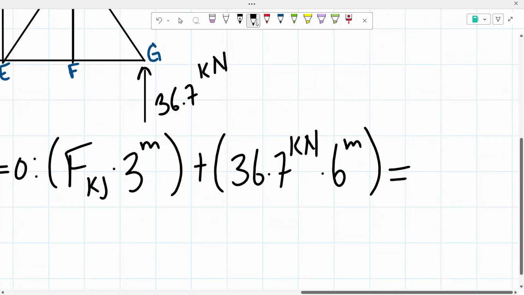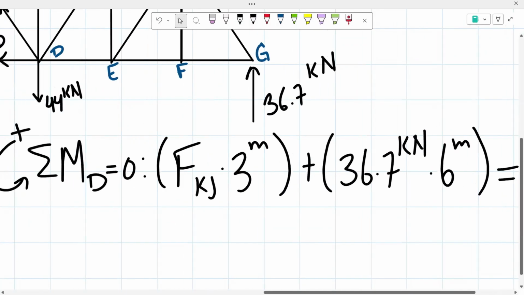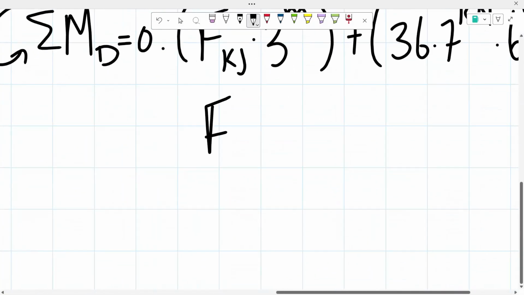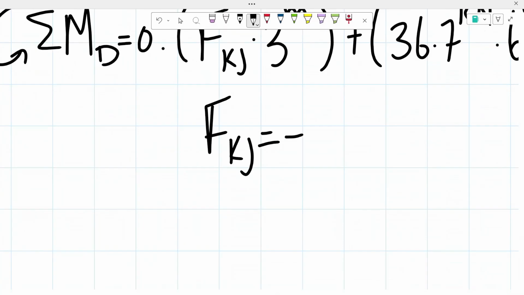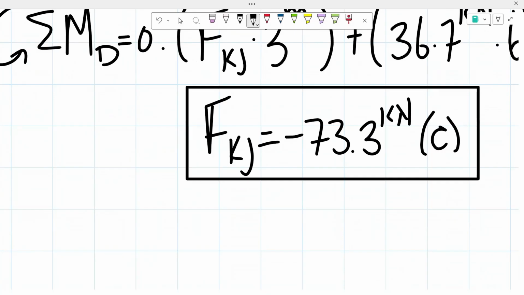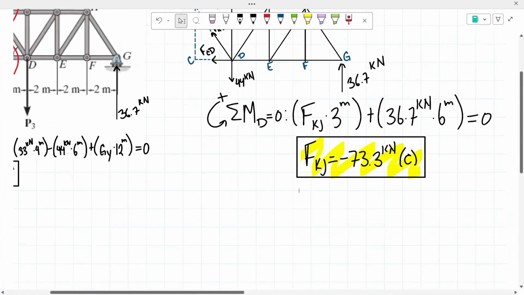And then all of that has to equal 0. From here, we would simply be solving for the force of the member KJ. We would end up getting a value of negative 73.3 kilonewtons. As you guys could see, we ended up getting a negative number. That means that we assumed incorrectly, and that actually means that this member is going to be in compression. So with that, we were able to determine one of the member's forces.